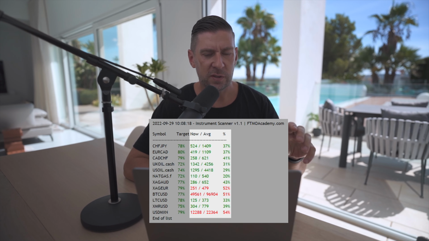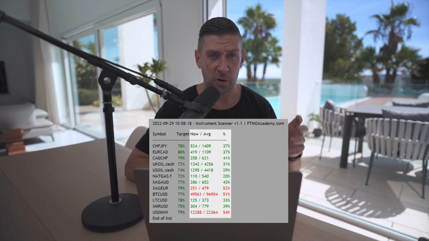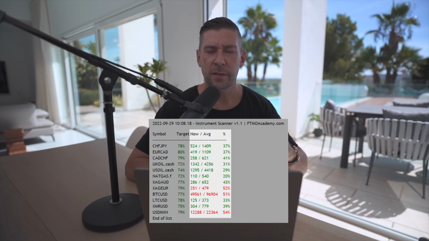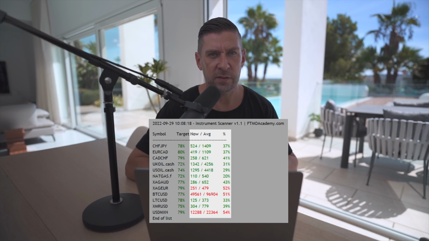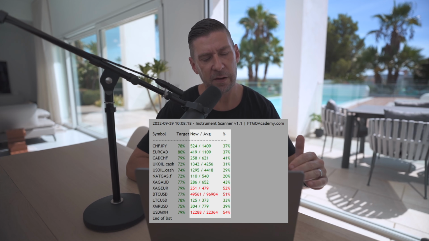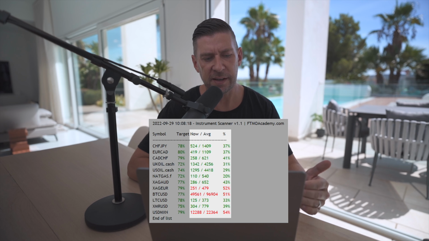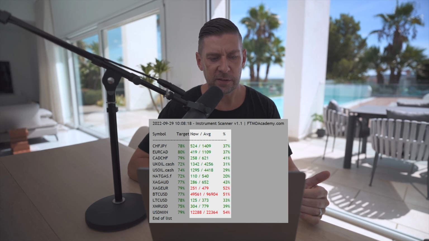The reason we don't see that many is because we filter out the ones that have already touched the target that we are aiming for. Then it's not a viable trade, so it invalidates the trade on that symbol that day. So we filter them out. So this is what we have this morning. I have been looking through these already, and I decided to go with CHF JPY.